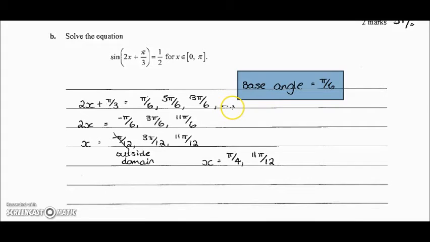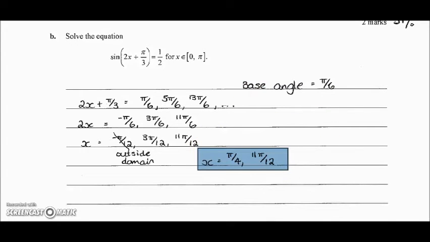So I've just put a ... here. So what you could do then is subtract pi on 3 from each of those solutions, which gives you this, and then divide them all by 2 and see which ones are still inside the domain. So this one is negative, so that's outside our domain of 0 to pi. 3 pi on 12 and 11 pi on 12. So if I had kept going and found one or two more solutions, then they would have been outside the domain, which is fine, so long as you end up with these two here.